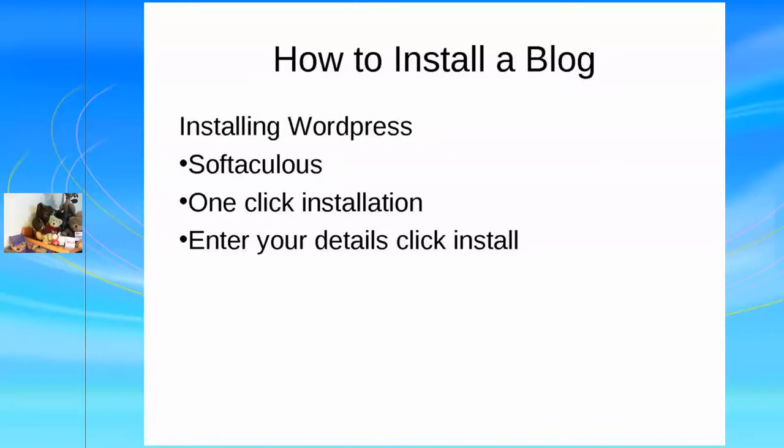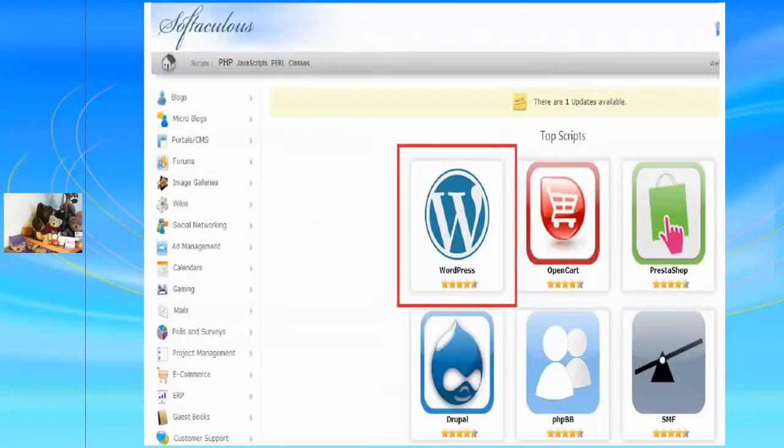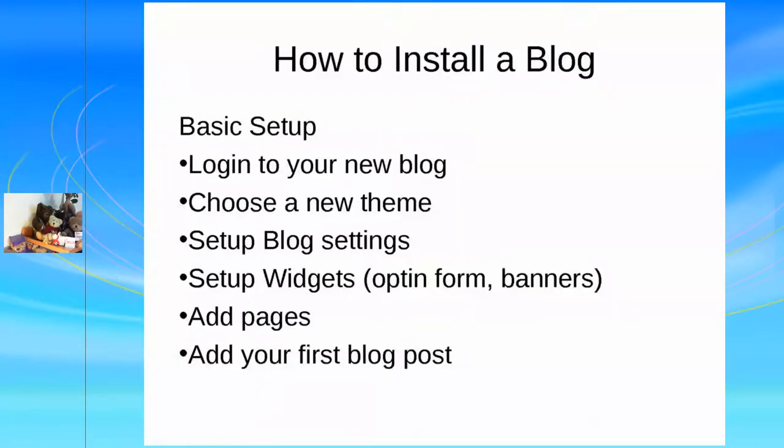From Softaculous, it's a one-click installation of your WordPress blog. You just enter the details, click install, and poof, you've got a website. It really is that simple. So when you click on the Softaculous button, it brings up all of the scripts that they have. Here are their top scripts, which I love because you don't have to go searching for WordPress. It's right there. When you highlight over it, it'll come up with a button that says install. You simply click on that and it brings up a page to enter your information and install your blog. It's that simple.